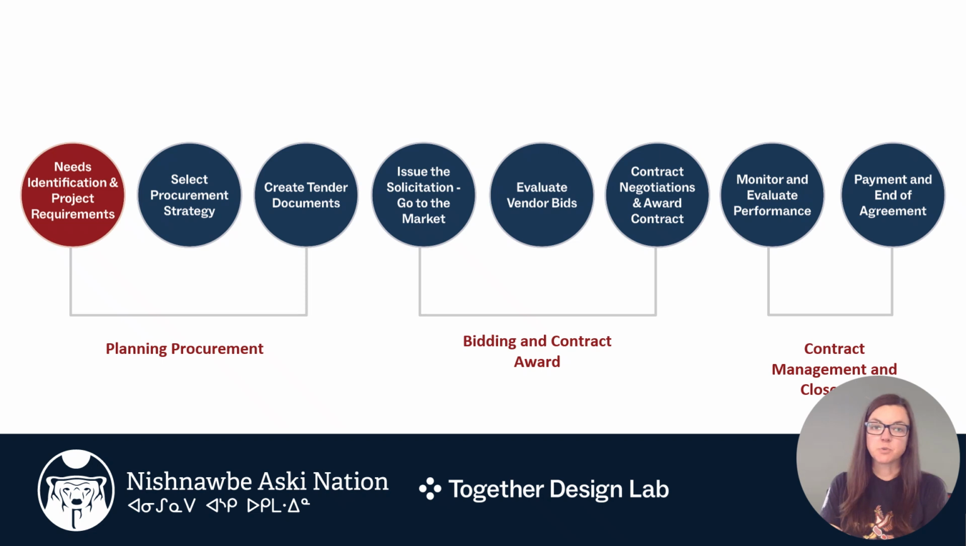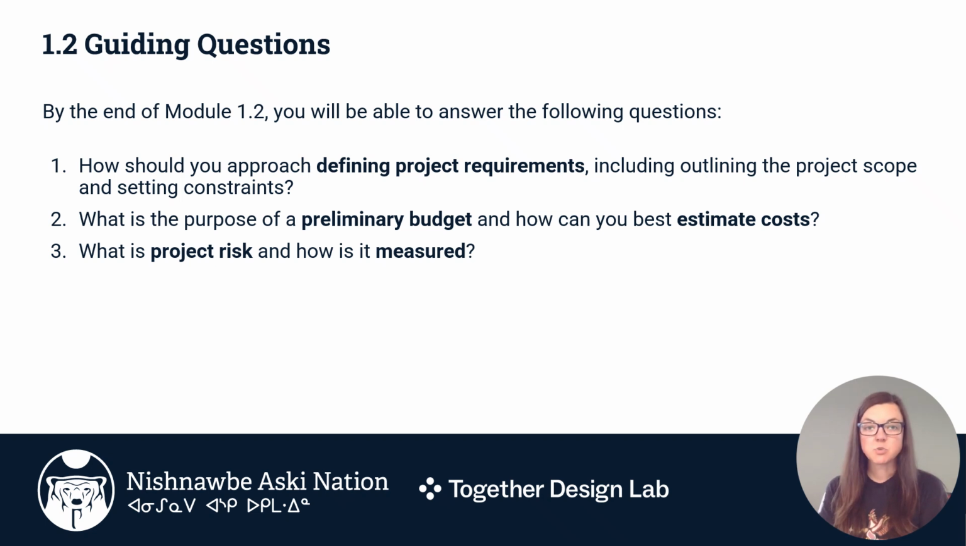Throughout the next few modules, we will be reviewing the planning procurement phase. We will be starting and focusing on the needs identification and project requirements. By the end of Module 1.2, you will be able to answer the following questions. How should you approach defining project requirements, including outlining the project scope and setting constraints? What is the purpose of a preliminary budget and how can you best estimate costs? What is project risk and how is it measured?